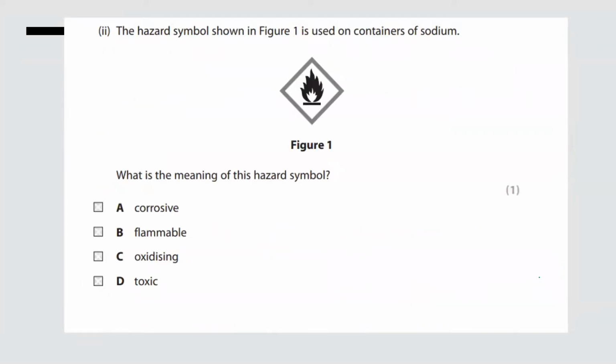The hazard symbol shown in figure 1 is used on containers of sodium. What is the meaning of this hazard symbol? Okay, so this is probably quite an easy one, isn't it? Flammable. So for GCSE, you do have to learn the hazard symbols. Other ones can come up: corrosive, oxidizing, toxic, harmful to the environment. So you need to learn those if you've forgotten them.